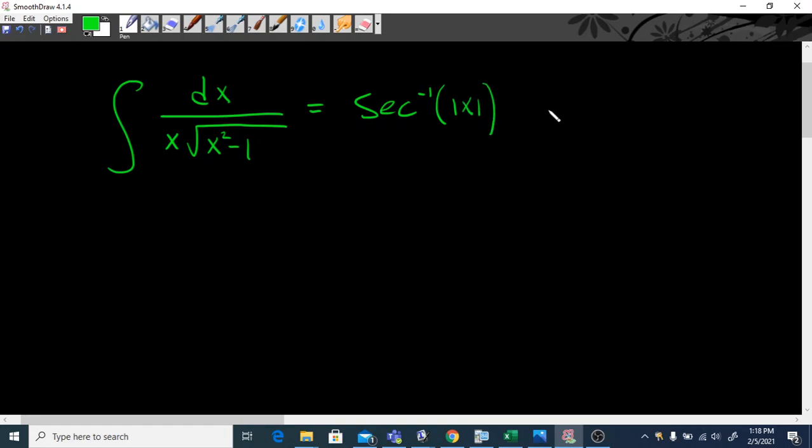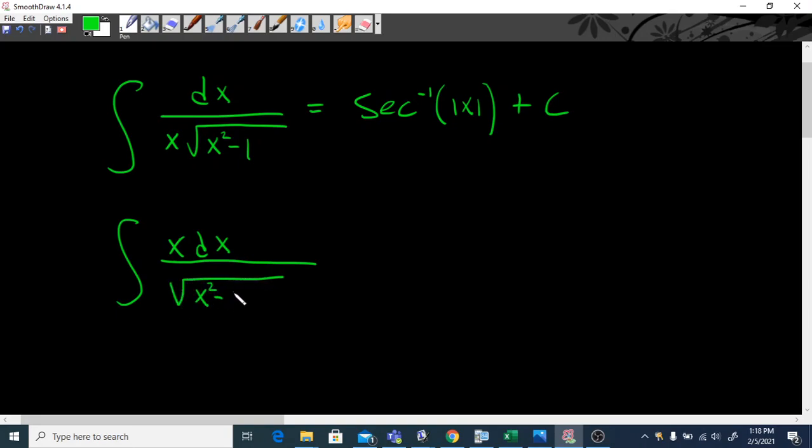Let's do the integral dx over x square root x squared minus 1. We need to recognize this as just inverse secant: inverse secant of absolute x plus c. This is just direct memorization and identification there.